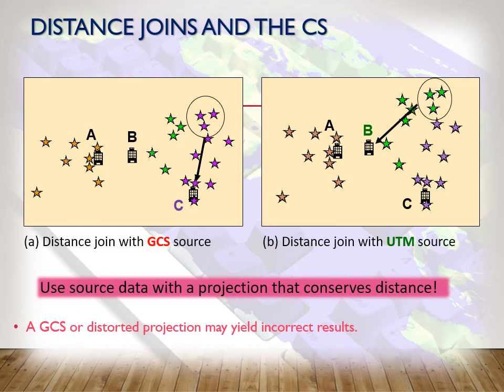This is a graphical view: distance drawing using a geographic coordinate system on the left, but the one over here is using a UTM projection. Notice you can get different results based on which projection you use. So you really need to use not just a projected system, but a projected system that does not distort distance. It conserves distance.